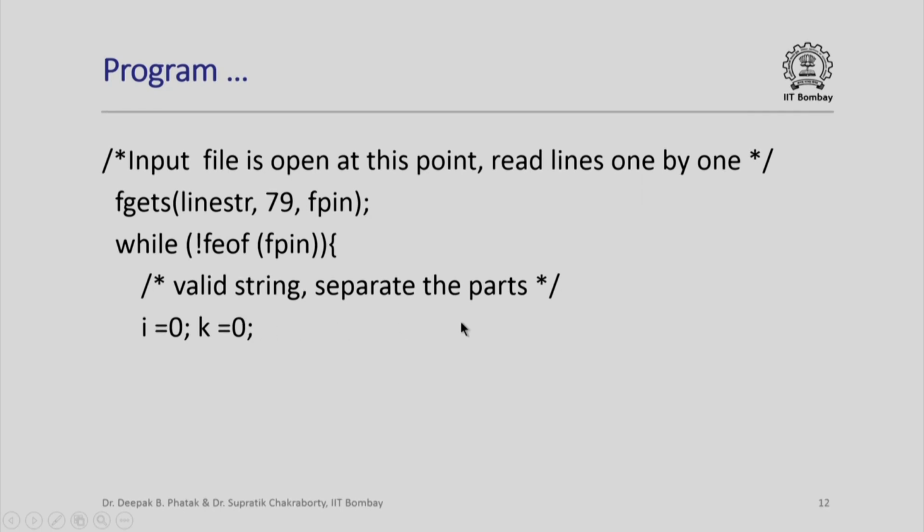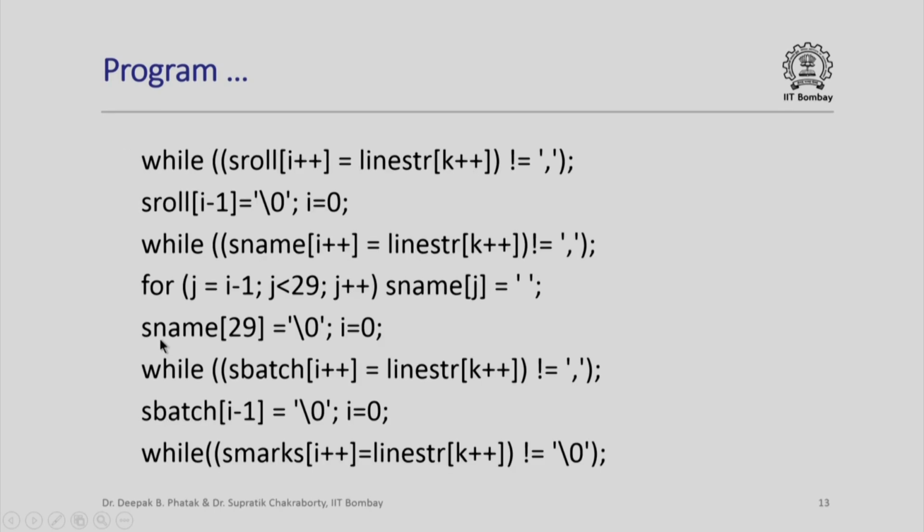I now need to separate the parts. I start with i equal to 0 and k equal to 0. The idea is that I will associate k with the larger string, and I will associate i as an index with the individual 4 character strings in which I wish to separate out the parts.